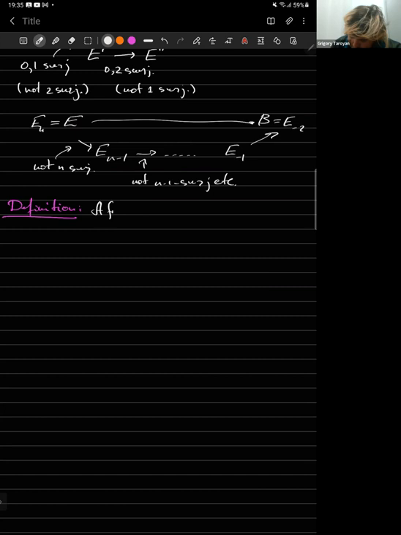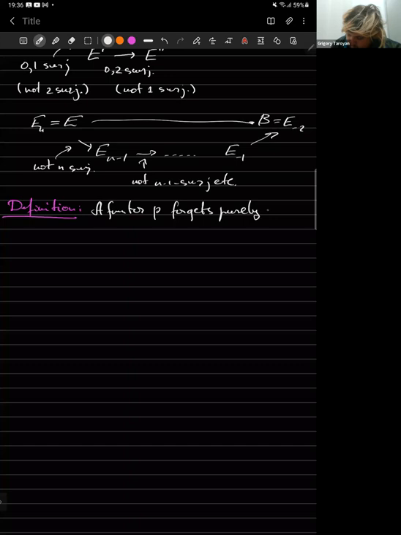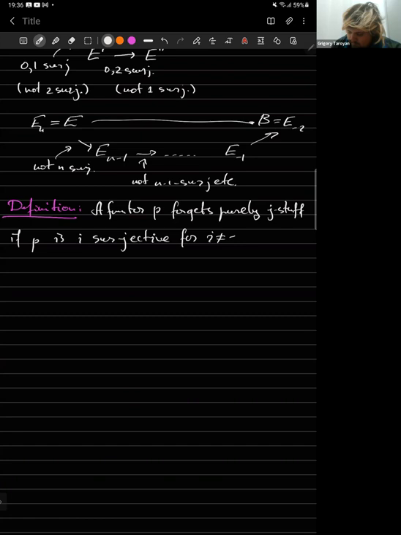Functor. I mean an infinity functor, of course. Forgets purely J stuff, if P is isojective for I not equal J plus one.